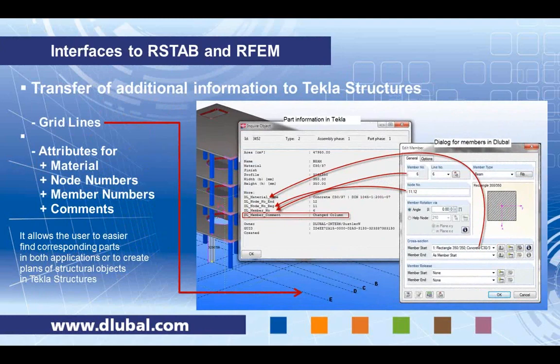Additionally, we transfer information like the node numbering of the Dlubal analytical nodes or the material or set of member numbering. So you can find the parts that you see in RFEM also in Tekla Structures. By inquiring the objects, you will find there, okay, member number 235 in Dlubal. This is what I have here now. And I can go to the Dlubal model and see, okay, where is member number 235?